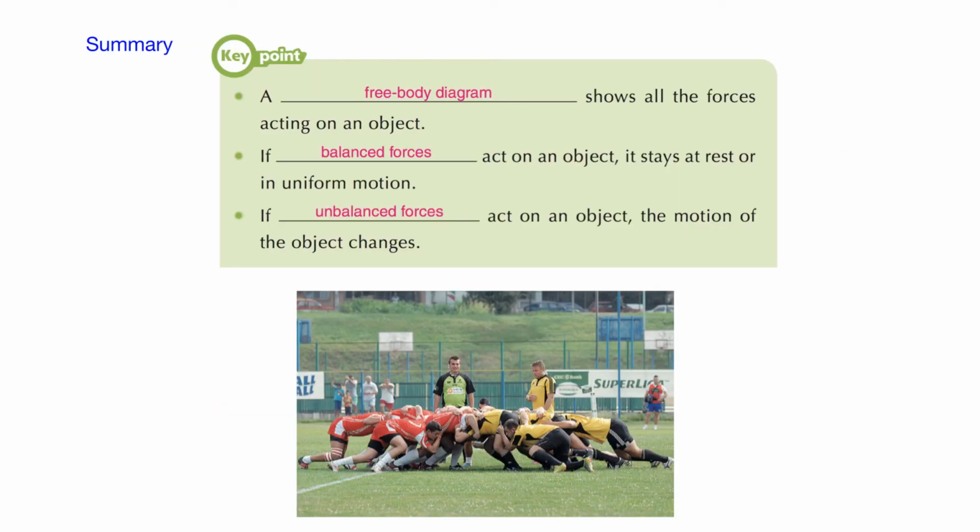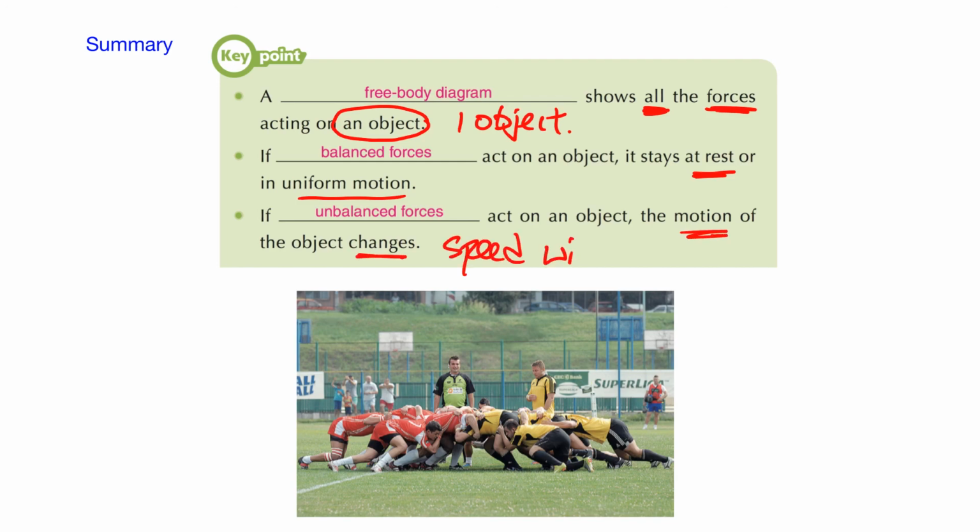So to summarize, a free body diagram shows all the forces acting on it. Remember, on one object only. Second, a balanced force acting on an object. When you have a balanced force, you have two events: one, it will be at rest; two, it may be in uniform motion. If it is an unbalanced force, the motion will change, the speed will change. When speed changes, you may use the word accelerate or decelerate to help describe it.